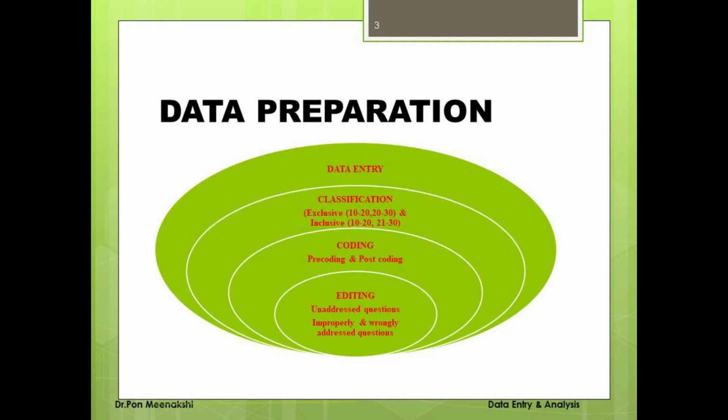Now, we'll move on to the third category, classification. Classification is categorizing coded questions into different segments. There are 2 types of class interval, exclusive and inclusive. Exclusive like 10 to 20, 20 to 30. Inclusive 10 to 20, 21 to 30. Whenever we make age or income level classification, researchers commit some mistakes here. So preferably a researcher can choose inclusive class interval.